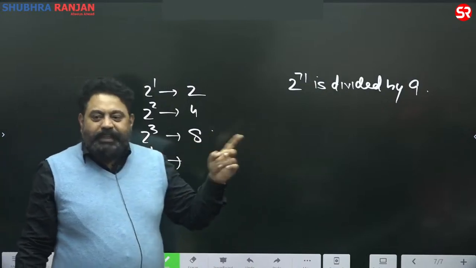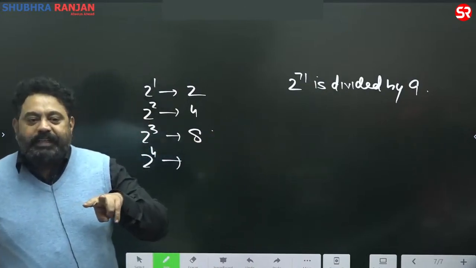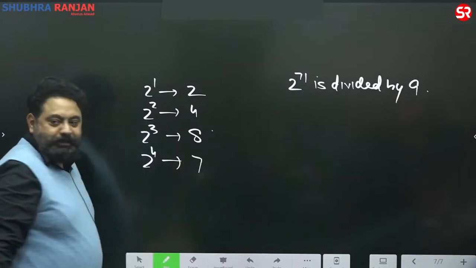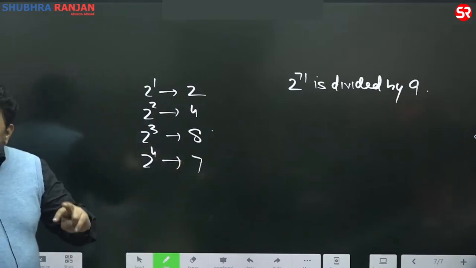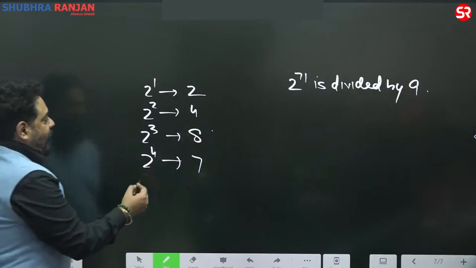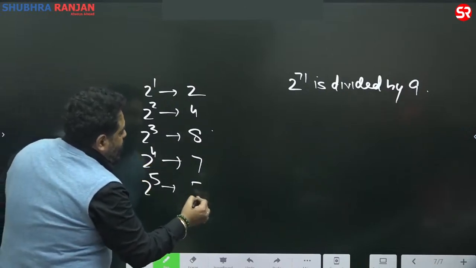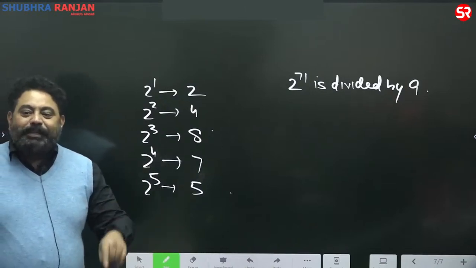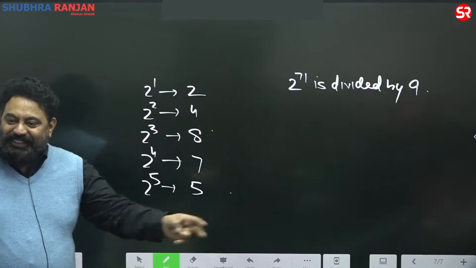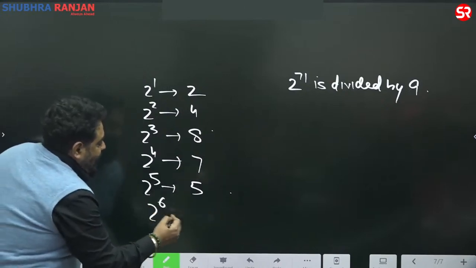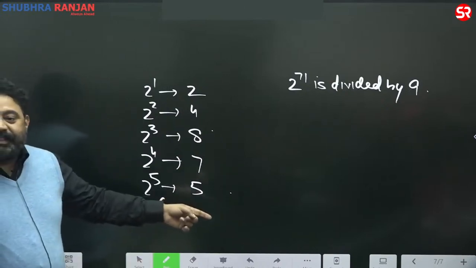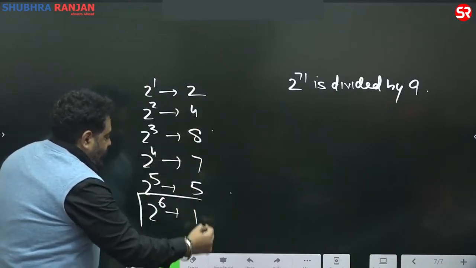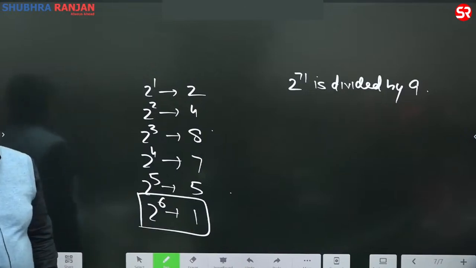16 when divided by 9. What is the divisibility rule of 9? Sum of the digits. 1 plus 6 is 7. Now I use a different thing every time. 2 to the power 5 is 32. 3 plus 2 is 5. Because when you divide a number by 9, the divisibility rule says the sum of the digits is the remainder. 2 to the power 6 is 64. 6 plus 4 is 10. 10 when divided by 9, remainder 1. 2 to the power 6 gives you 1.